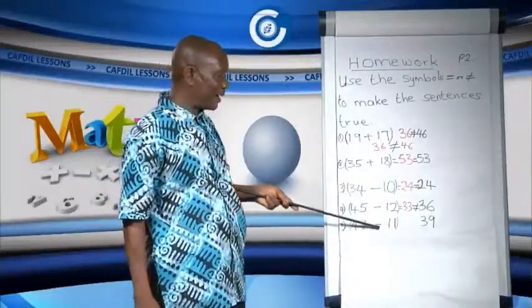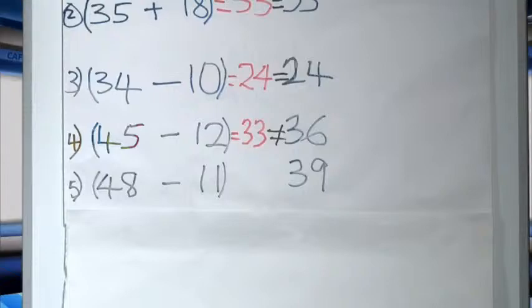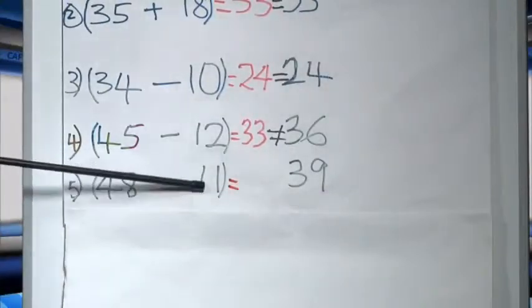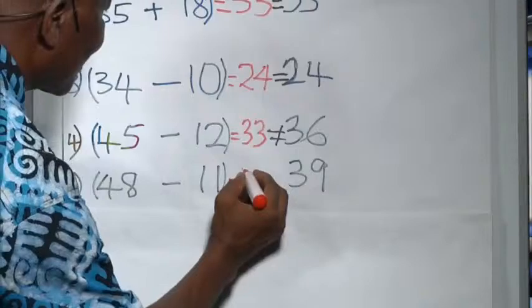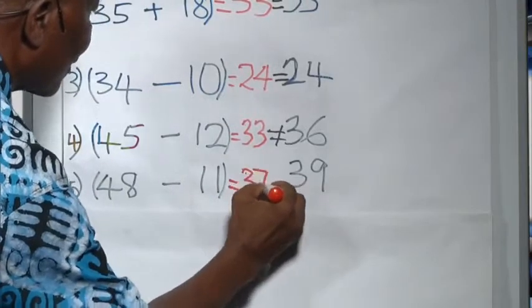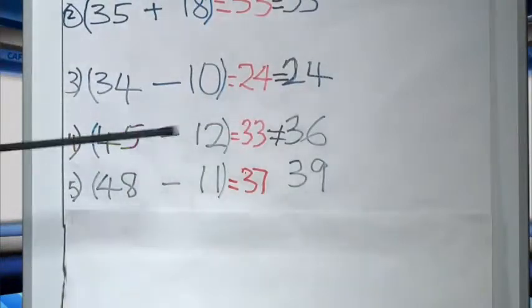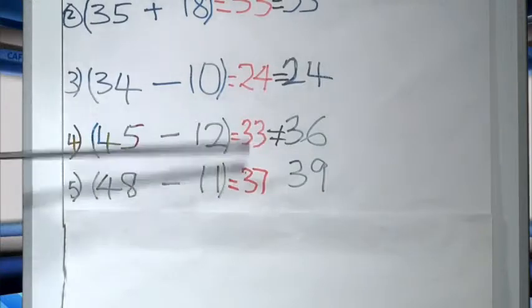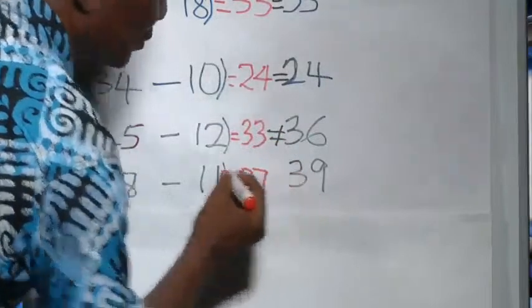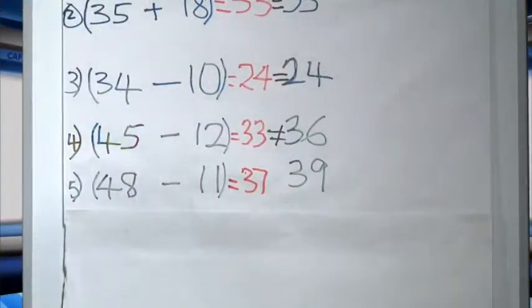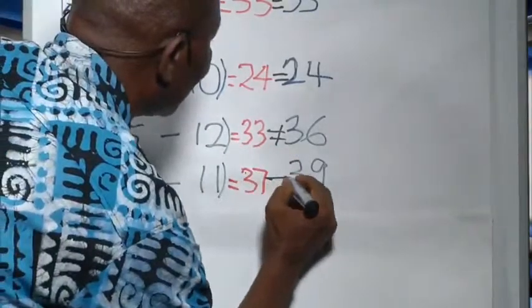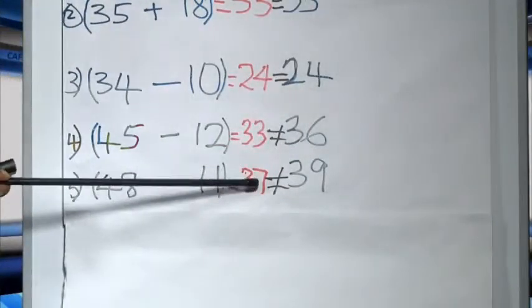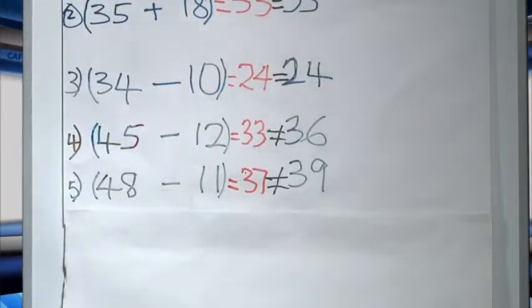48 minus 11. That will give us 37. Is 37 the same as 39? No. So we say 37 is not equal to 39.